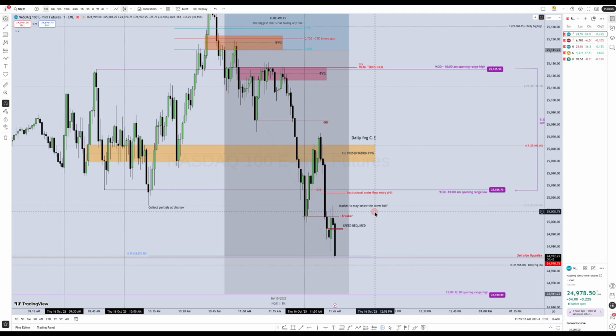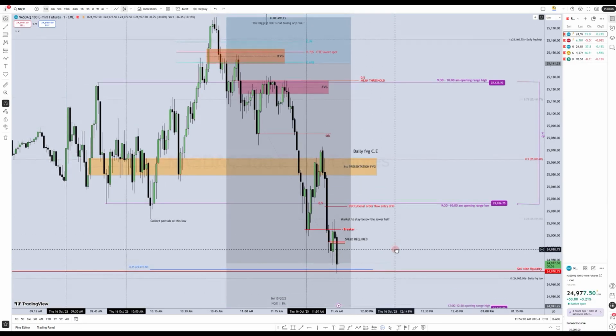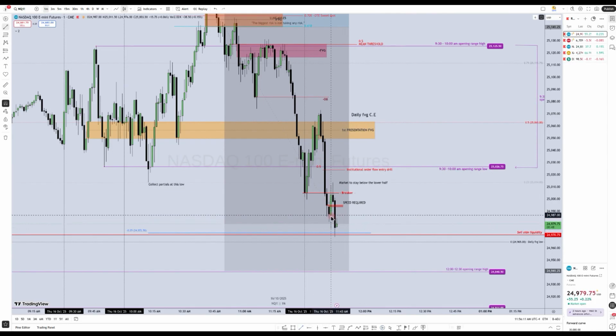We drop and we tap sell side right there, and the negative 0.25. Now that negative 0.25 was for the low that has the label of collect partials at this low. Now going into this sell side, where is the negative 0.25 of that sell side? You're going to see me marking that, and I'm going to extend my take profit.